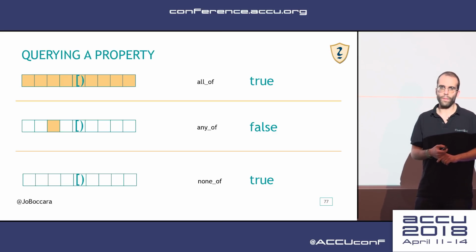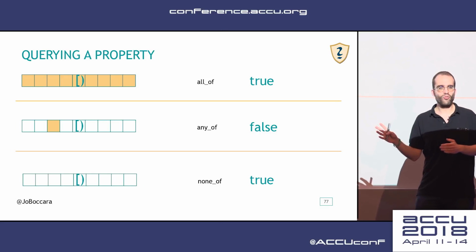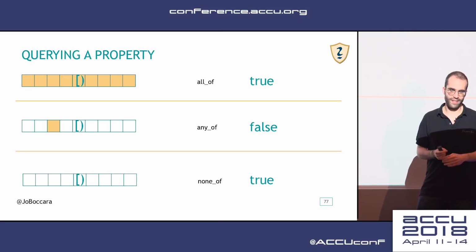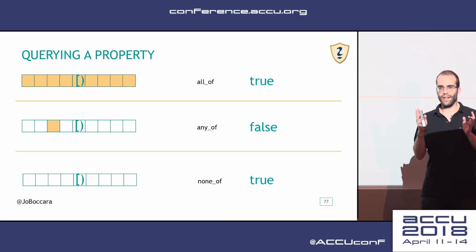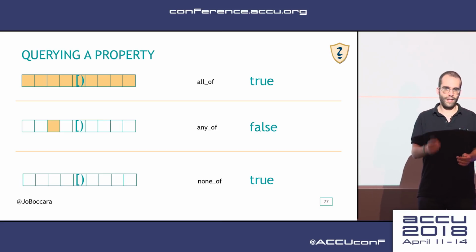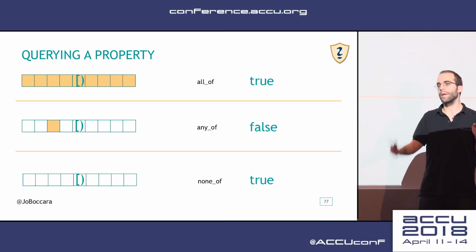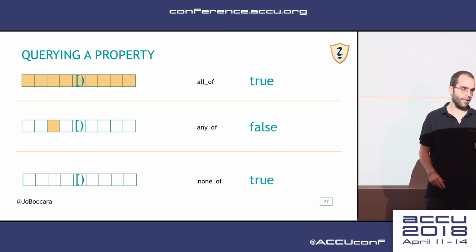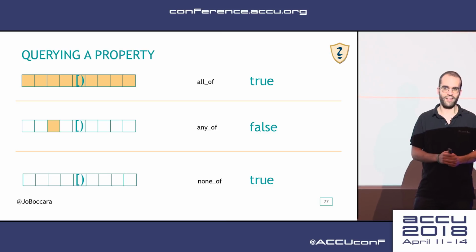Now we can query a property. So what kind of property can we query? Those guys are extremely useful on a day-to-day basis. You use them very often. So all of takes a collection, begin and end, and a predicate, and returns a Boolean that says whether all the elements of that collection satisfy the predicate. Any of takes a collection and a predicate and returns whether at least one of them satisfies the predicate, and none of returns a Boolean saying whether none of them satisfy the predicate.